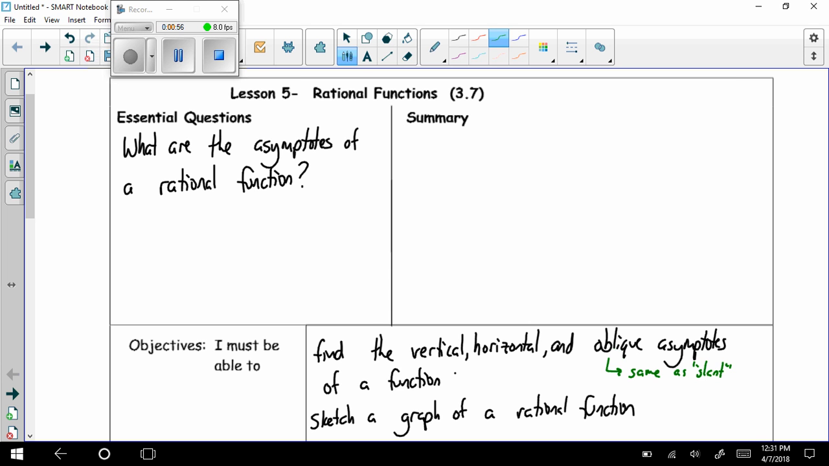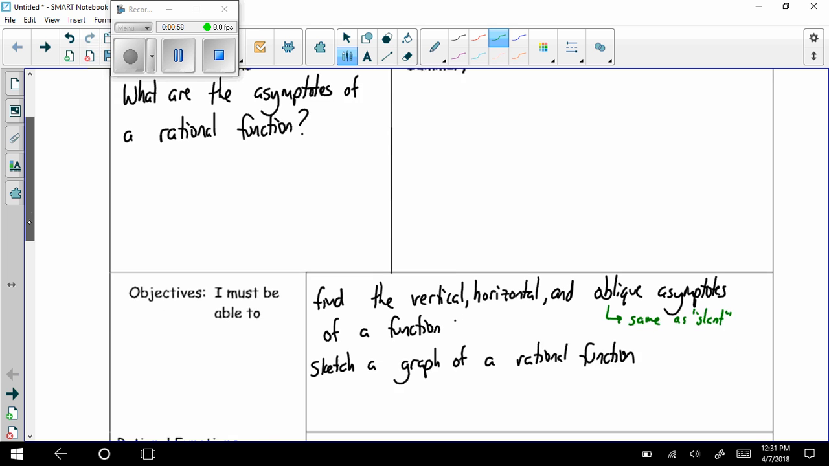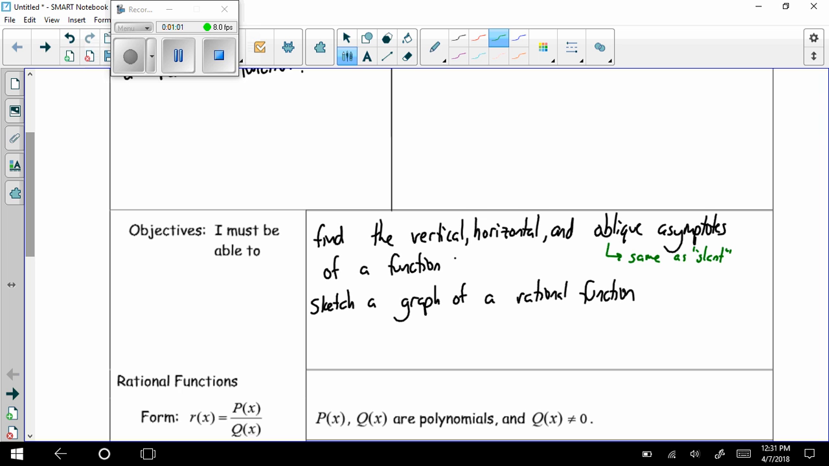So same exact thing. Also, for the context of today, because I don't want to say vertical asymptote, horizontal asymptote, oblique asymptote, and I don't want to write them out, I am going to abbreviate them VA, HA, and OA. So when I start labeling those things, those are the shorthand terms that I'm going to use.